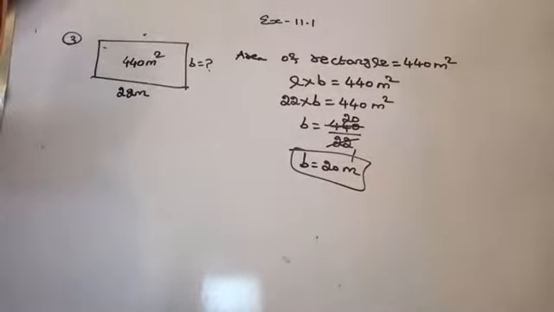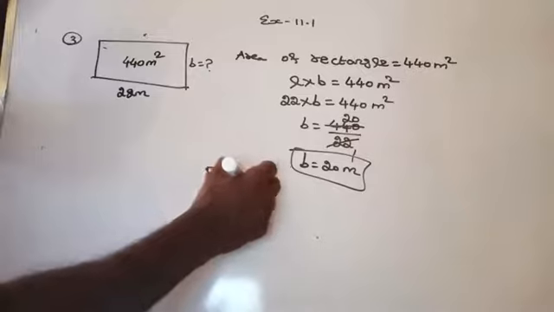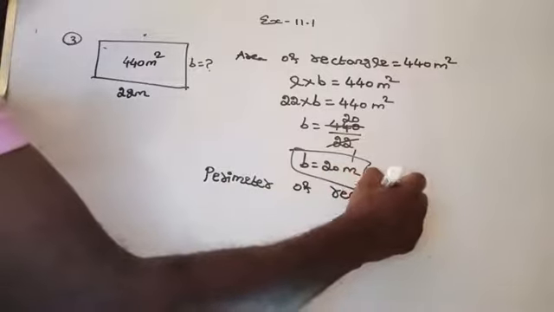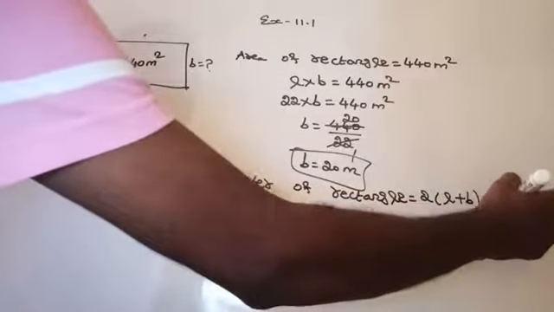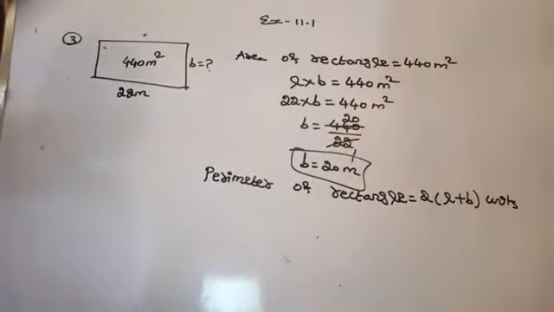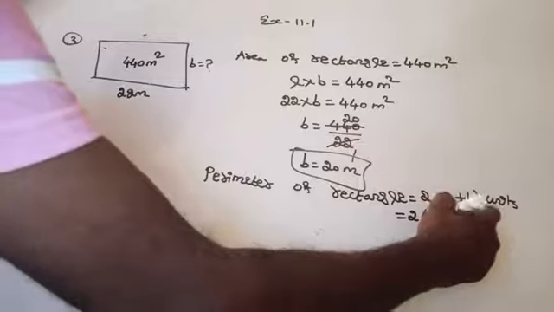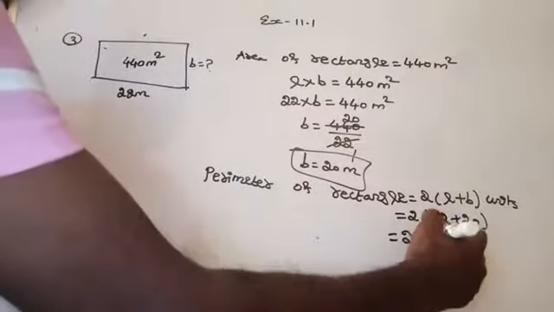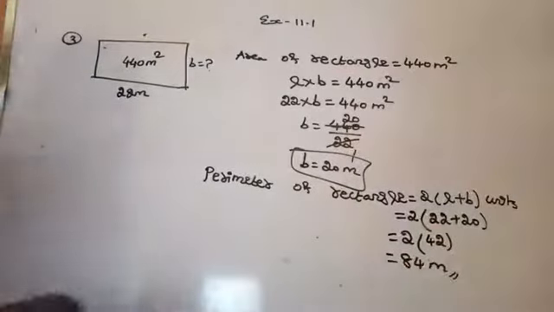Now they ask us to find the perimeter of the rectangle. The perimeter of the rectangle will be two times of (L plus B) units. So 2 times of length, which is 22, and breadth, which is 20. That is equal to 2 into (22 plus 20), which is equal to 42. 2 into 42, 84 meter. Are you getting there?